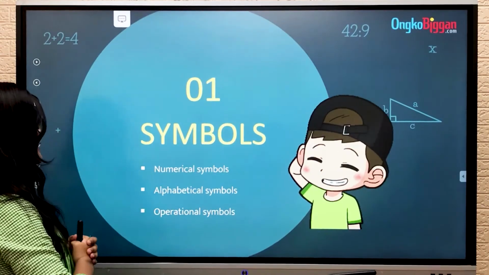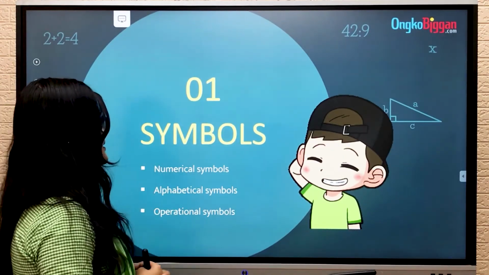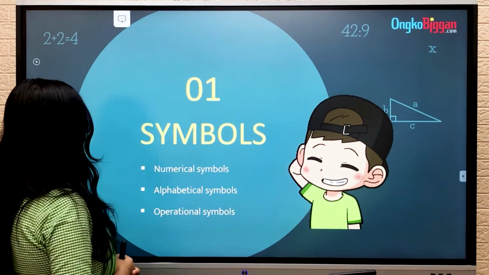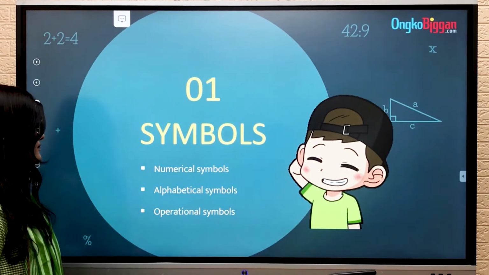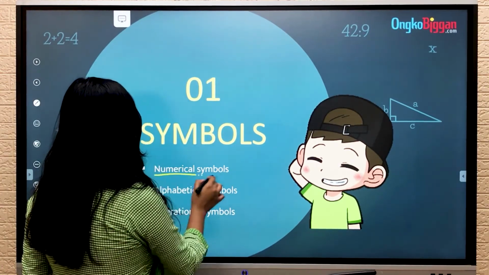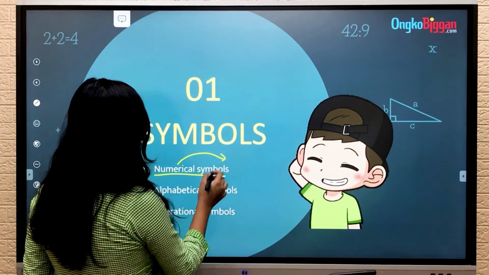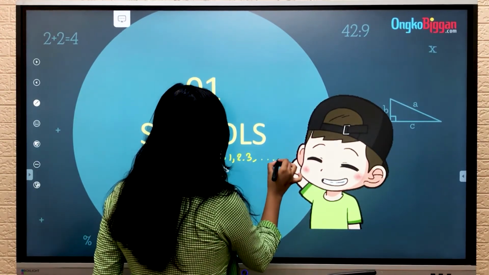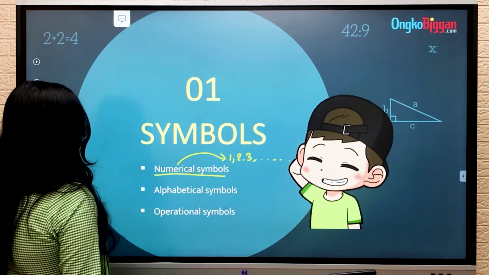Firstly, symbols. In symbols we can see 3 types of symbols: numerical, then alphabetical, and operational. We all know about numerical. Numerical symbols are like 1, 2, 3, etcetera.